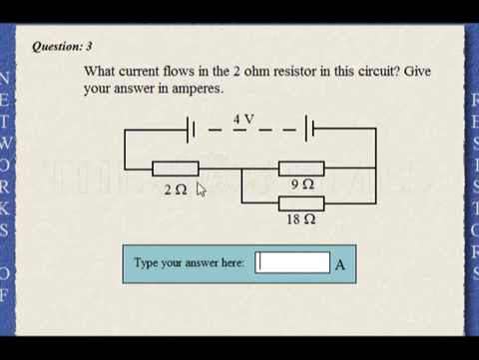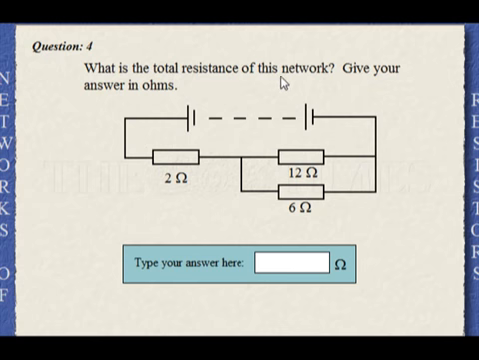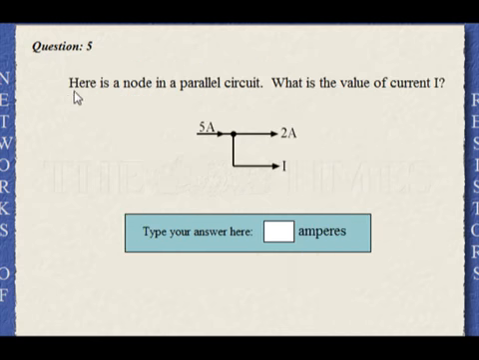How much current flows through this resistor? What is the resistance of this network? Give your answer. Here is a node in the power circuit. What is the value of the current out? This node. Incoming. Outgoing.